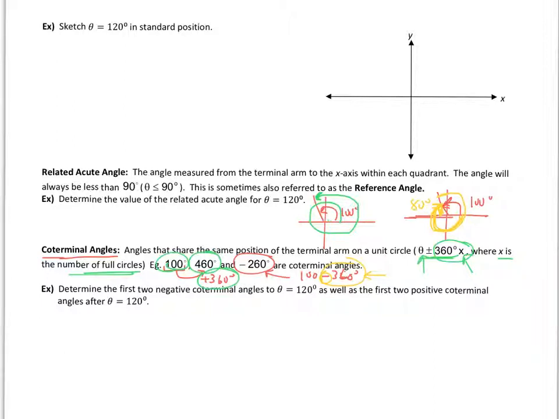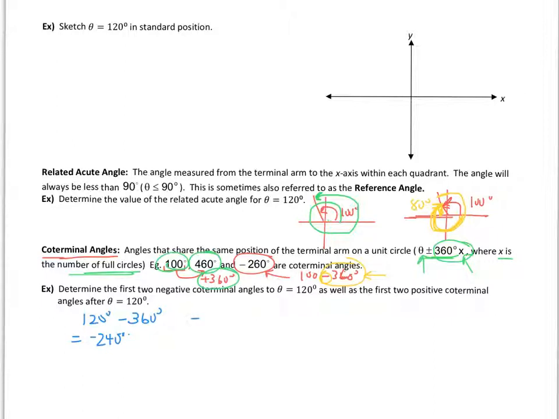All right, so we're going to determine the first two negative coterminal angles to 120 degrees, as well as the first two positive coterminal angles after theta equals 120 degrees. So I want to start with my 120 degrees, and if I want to go around in the clockwise direction, I'm going to subtract 360 from it. 120 subtract 360 gives me negative 240 degrees, which is my 180 plus the extra 60 when I go around the opposite direction.